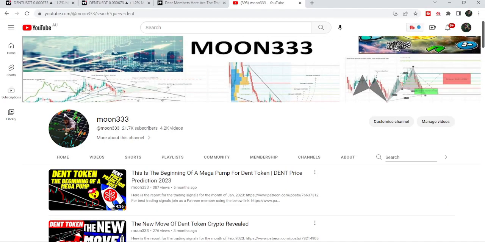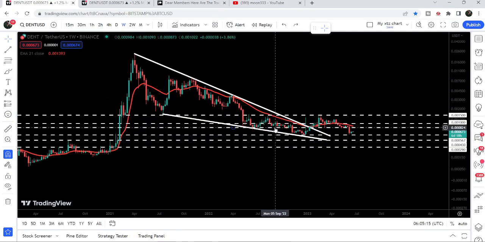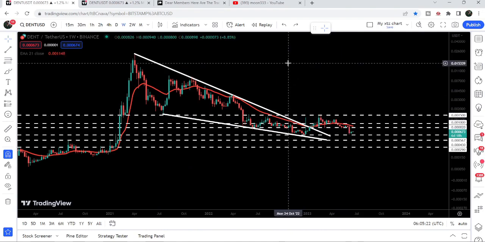Welcome to the new update on Dent token. As in my previous videos, I have been showing you a very big breakout from a big falling wedge pattern, and this was one of those videos. Now if we take a look at the live chart, you can see that after the breakout, Dent token was rejected by this long-term resistance and dropped down. In today's video, we will once again take a look at this move.